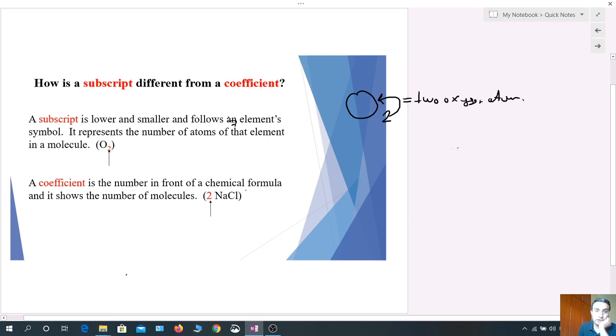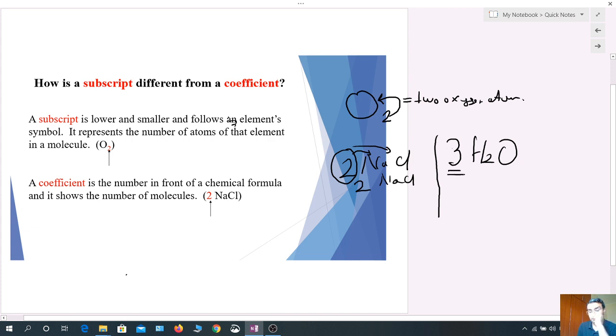Oxygen atoms. So here we have another example, 2NaCl. This 2 is a coefficient and it is always present in front of a chemical formula, a chemical compound, and it belongs to all the elements present in the compound. This 2 shows the number of molecules. I can say there are 2 sodium chloride molecules. Here is one more example: 3H2O. This 3 is a coefficient and it shows there are 3 molecules of water. But if I say S8, this 8 is the subscript of sulfur and it shows that there are 8 sulfur atoms in this molecule.